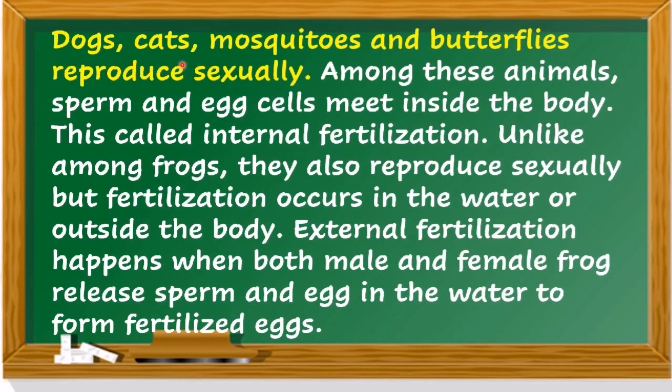Dogs and cats, mosquitoes, and butterflies reproduce sexually. Among these animals, sperm and egg cells meet inside the body. This is called internal fertilization. Unlike these, frogs also reproduce sexually, but fertilization occurs in the water or outside the body. External fertilization happens when both male and female frogs release sperm and eggs in the water to form fertilized eggs.